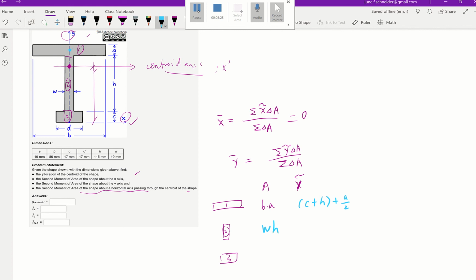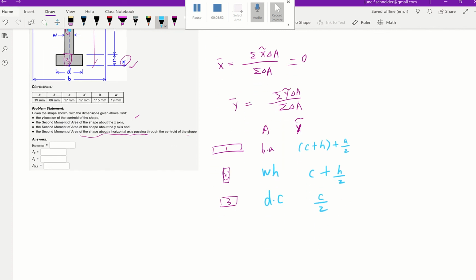The middle rectangle has width W and height H, and its y tilde is right here. We calculate it as C plus half of H. Then let's look at the bottom rectangle. The area is going to be D times C, and y tilde will be half C. Knowing all that, you can put all those in your Excel sheet and then solve it.